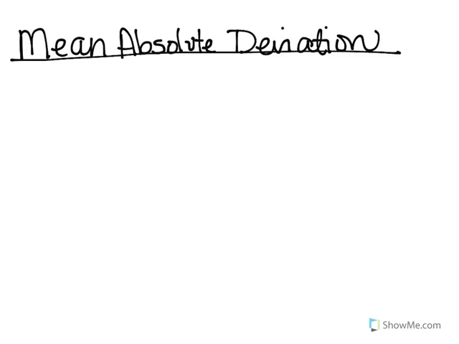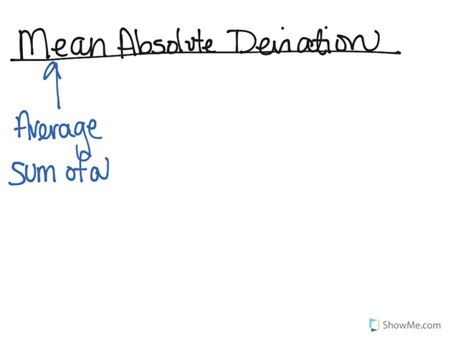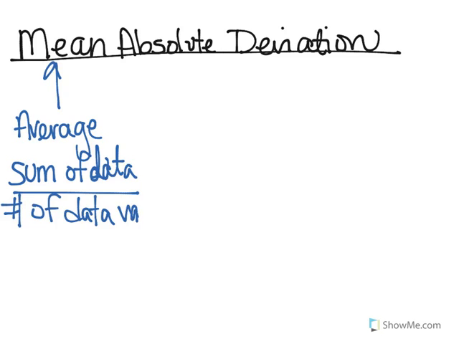In this lesson, I'm going to teach you how to do mean absolute deviation. What mean absolute deviation is actually in its own word. Mean is talking about the average. So the average for the mean is when you have a sum of data and you are dividing it by the number of data values. That's mean.